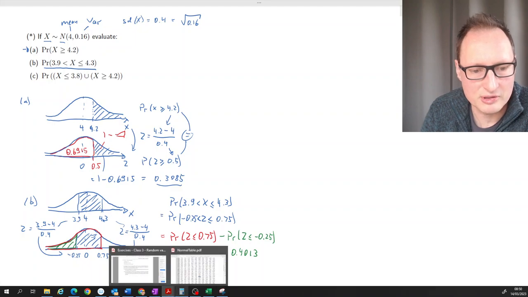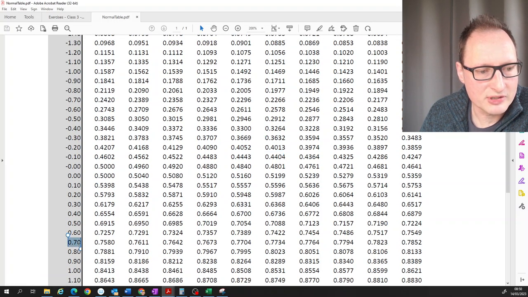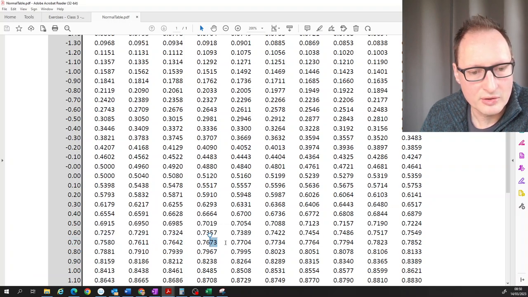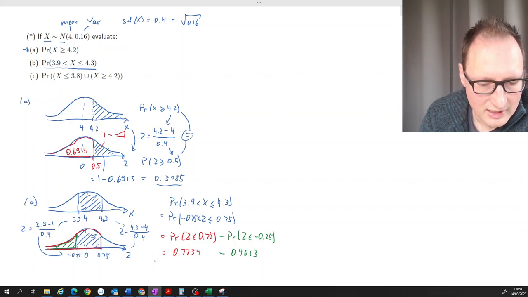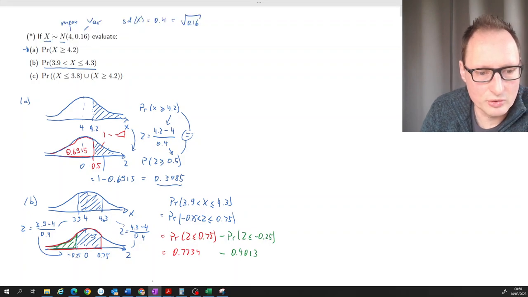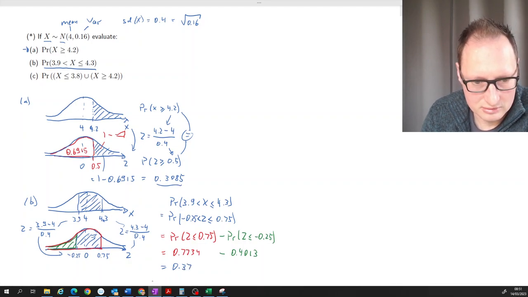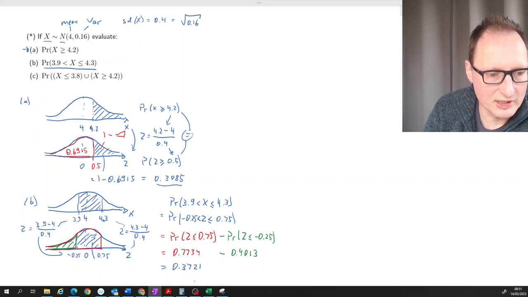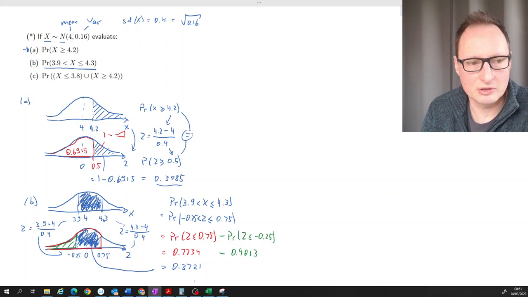The probability that z is smaller or equal to 0.75. Here we have 0.7, and 5 is 0, 1, 2, 3, 4, 5, 0.7734. And if we calculate the difference between these two, we get our result, which is 0.3721. This is the size of this blue area here, and that is of course the same as the size of the blue area in the X world. So this is our answer.